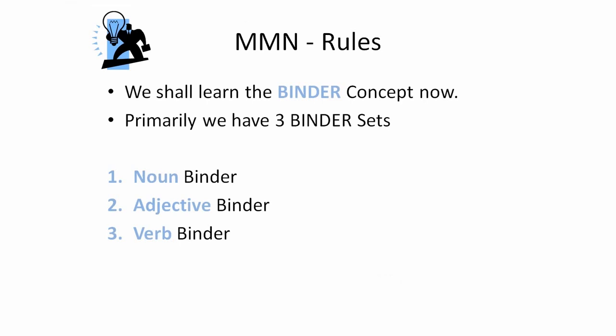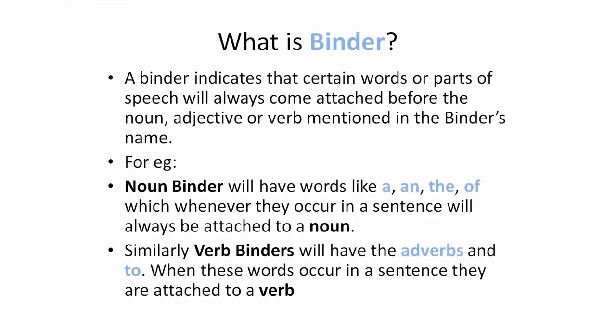So, we shall learn the binder concept now. The binder concept is what shall help us group the parts of speech in a new way. We have three binder sets: noun binder, adjective binder, and verb binder. What is a binder? Now that's the question that's already in your mind. A binder is nothing but a word that will always come attached before the noun, adjective, or verb mentioned.